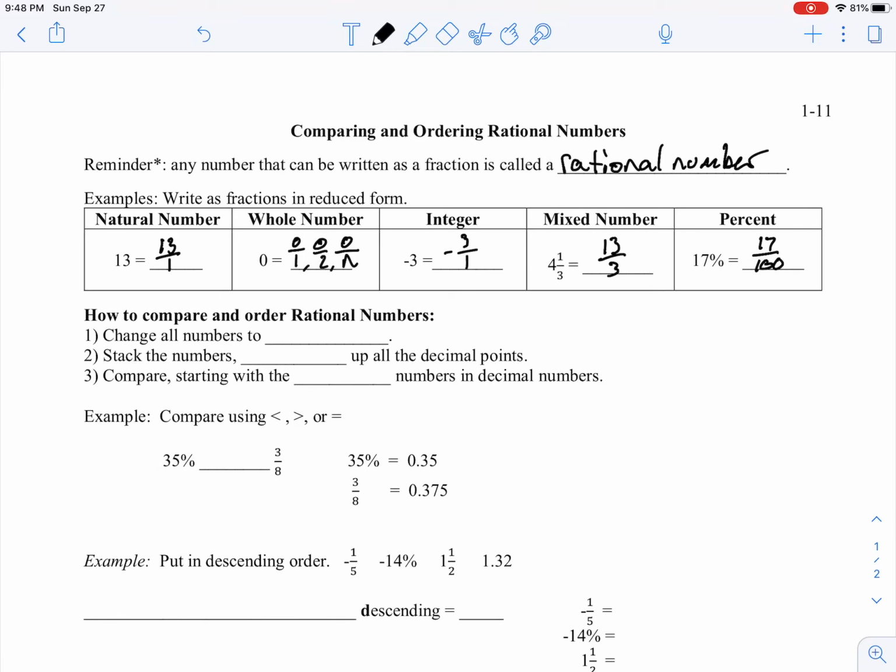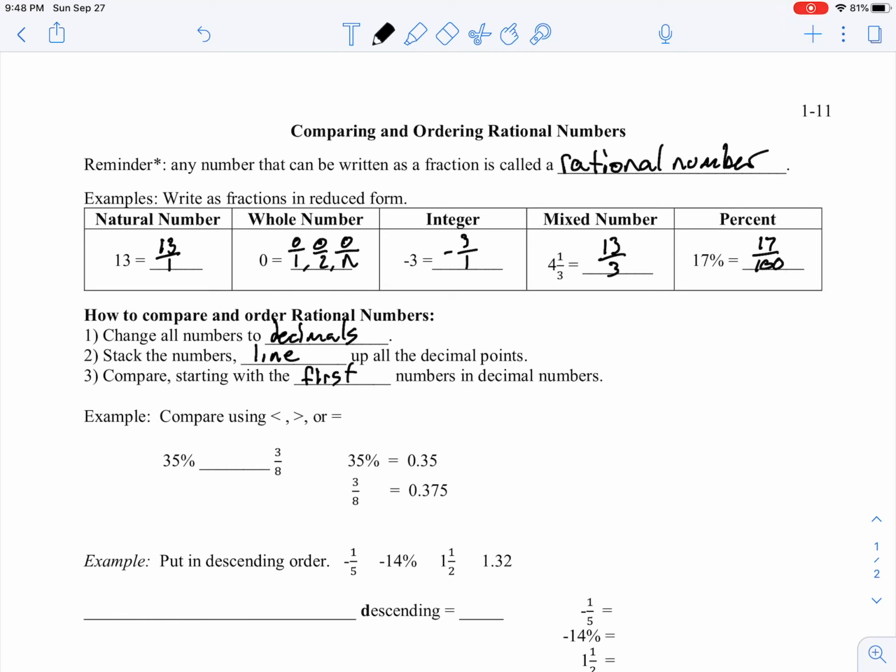So how are we going to order and compare these rational numbers? Well, we need to change all of our numbers to decimals. Then we want to stack the numbers vertically, and remember to line up your decimal points because that's going to be the easiest to compare these. Then we're going to compare starting with the first numbers in decimal numbers.